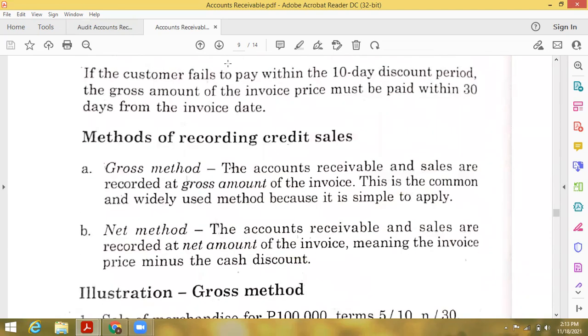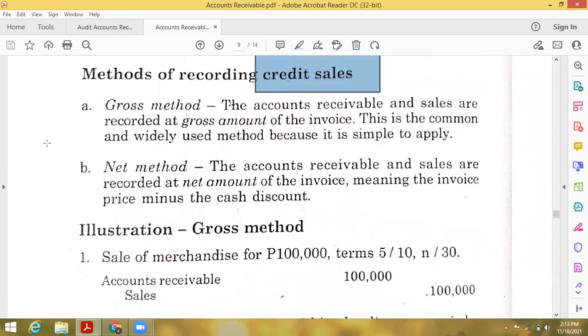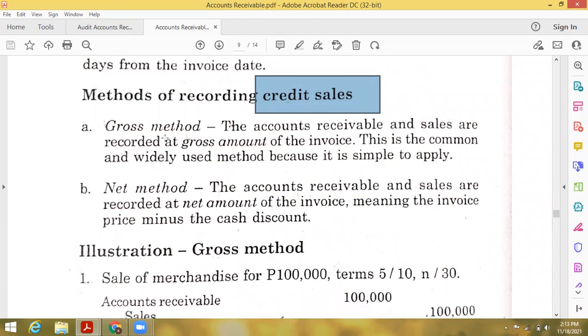So, there are two types of recording credit sales. Ito is pag magre-record na tayo ng benta natin ng on account. Okay, pag sabi kong on account, ibig sabihin ng utang, nagbenta tayo ng utang, inutang sa atin. So, there are two ways daw on how to record yung credit sales natin. It's either gross method or net method.